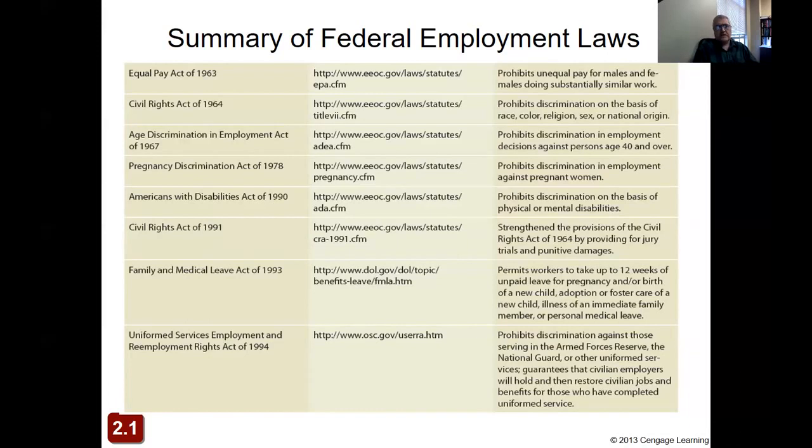The Family and Medical Leave Act allows workers to take up to 12 weeks of unpaid leave for pregnancy and birth of a new child, adoption or foster care of a new child, illness of an immediate family member, or personal medical leave. So these are some important federal employment laws you should be aware of.